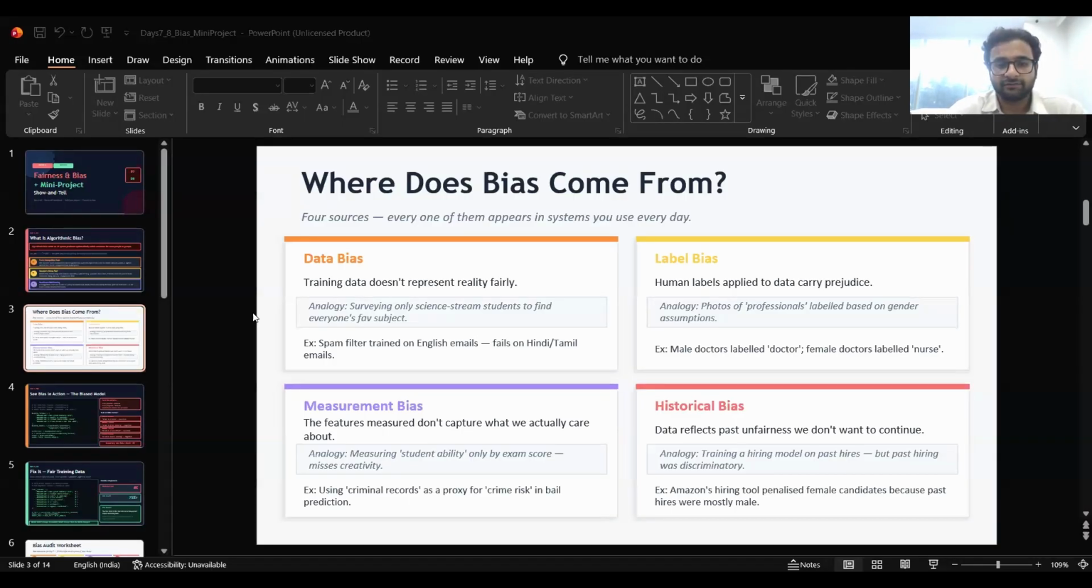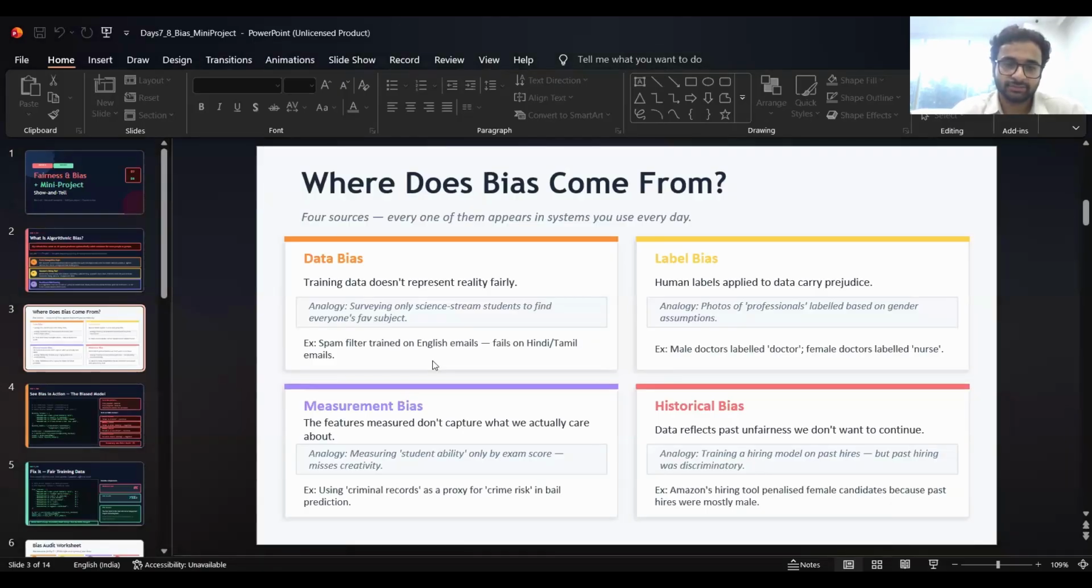Like if you surveyed 100 students about their favorite subject, but only asked students from the science stream, your result would be biased towards science. The survey method does not cater to the non-science streams. If the survey only caters to a particular group, then it shows bias towards science. Similarly, that can happen to a training model as well. Example: a spam filter trained on English emails will obviously fail on Hindi and Tamil emails as well.